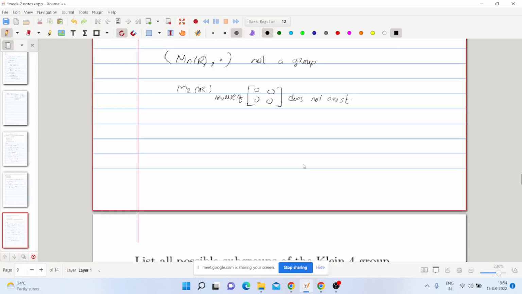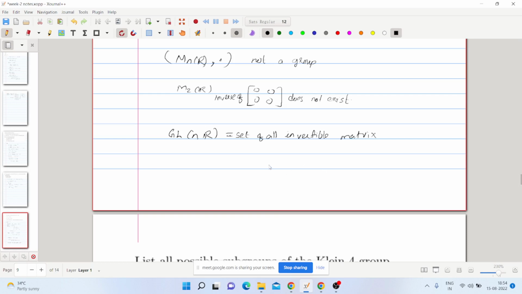So we will consider GLN of R. Do you know what GLN of R is? This is the set of all invertible matrices, where the determinant is not equal to zero. That means we are taking this condition together, restricting to a particular subset of Mn of R where the determinant is non-zero. So this will be a group.